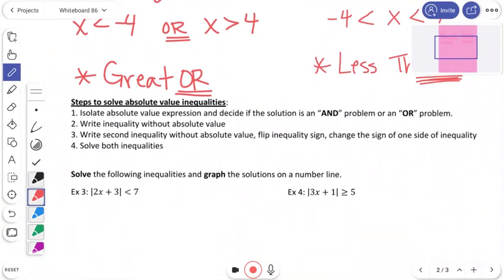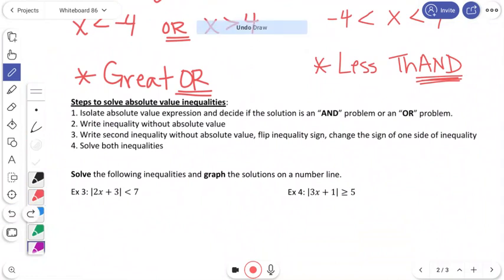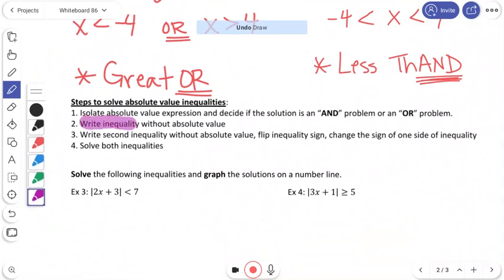When we're solving an absolute value inequality, step number 1, you're going to isolate your absolute value expression. We've already done that when we were solving equations. And then you just need to decide if it's an "and" problem or an "or" problem. So that's our first step. Our second step is going to be to write an inequality without your absolute value. So we're just going to rewrite our inequality, but we're going to drop the absolute value bars.